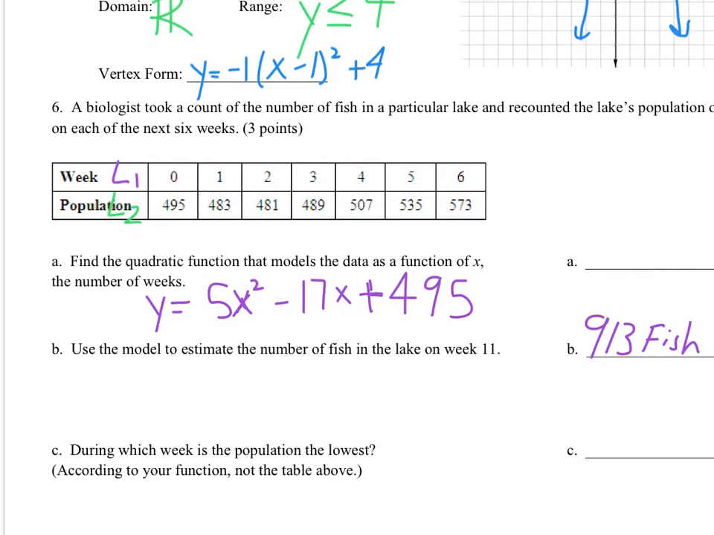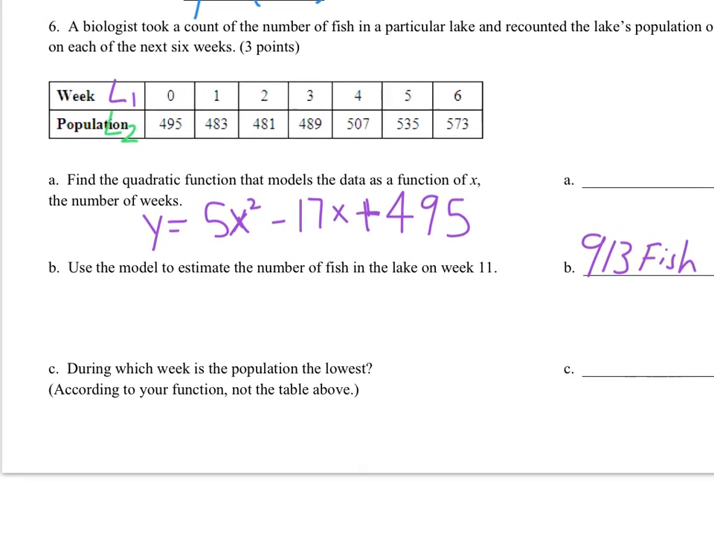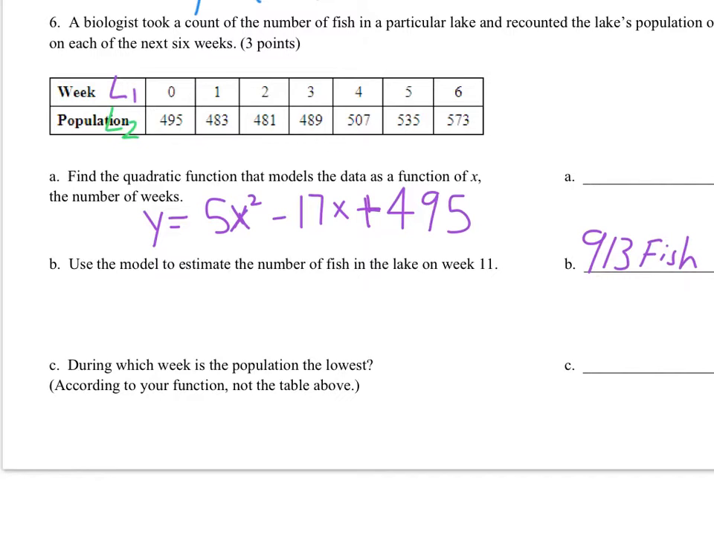And then part C, during which week is the population the lowest. So let me kind of talk you through that one. What I did is I found the vertex. So I used the minimum function on the calculator. So I had to use the graph. So if I didn't already have the equation, the model, typed in as y sub 1, I would need to do that. So you want to have that entered in as y sub 1.